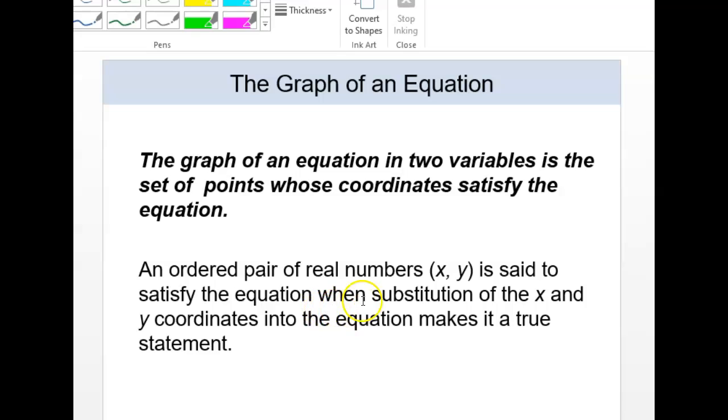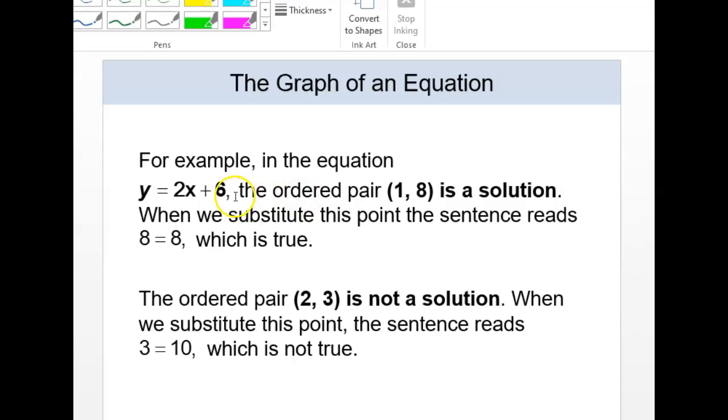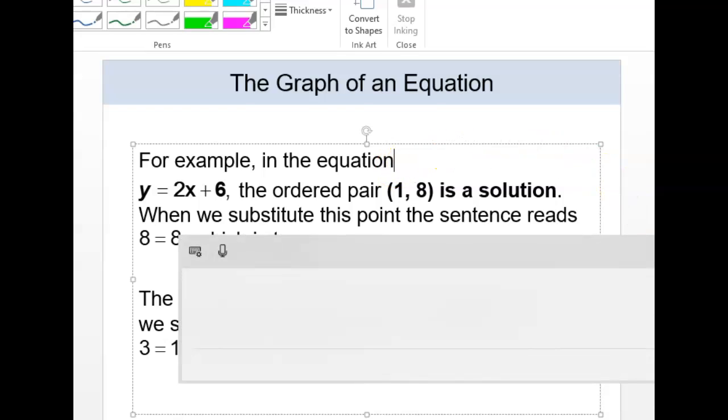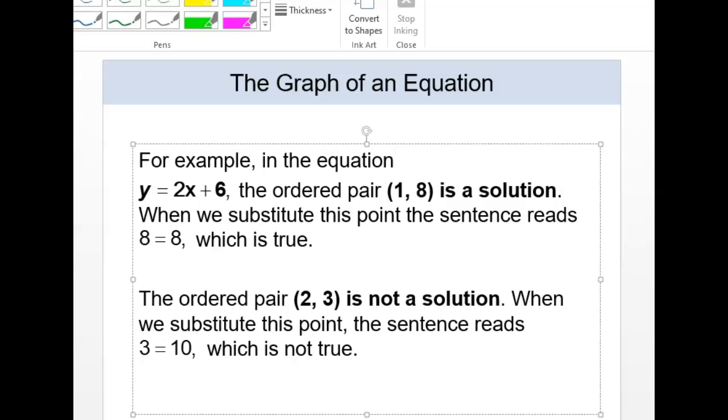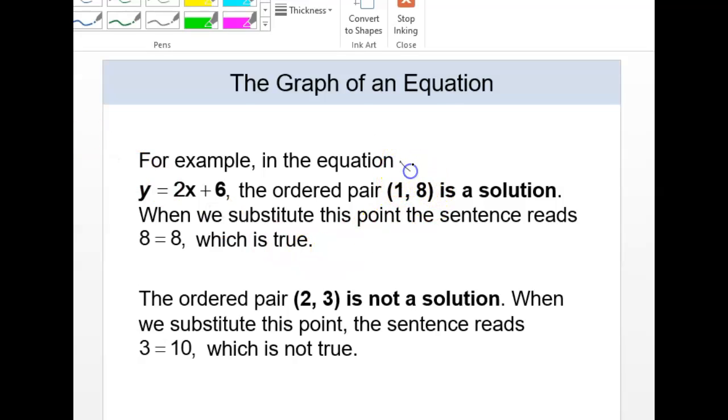All right, so this is what I was just talking about. An ordered pair satisfies the equation, or makes it true, when you substitute the x and y and get a true statement. So, for this example, y equals 2x plus 6, the ordered pair 1, 8 is a solution. And that's because x is 1, y is 8. If I put in a 1 for x, I'm trying to see if I get 8. So you do 2 times 1 is 2, plus 6 is 8. Yeah, 8 equals 8. That's true.